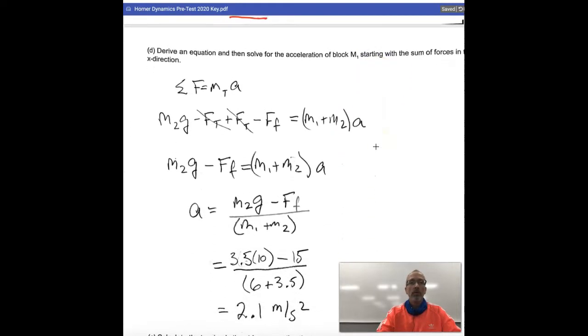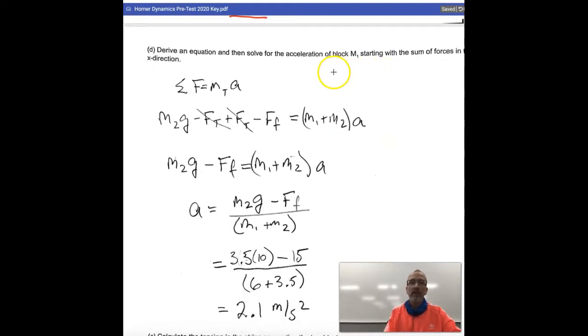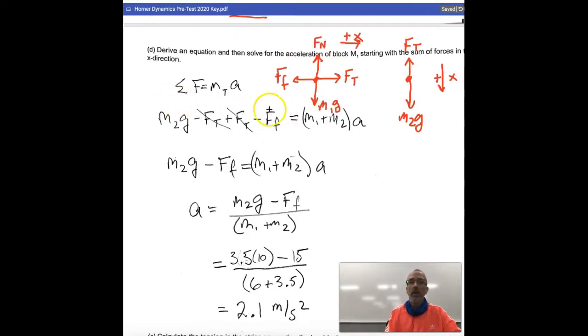I'm going to draw the free body diagram up here so that you can see what's going on. All right, here we go. Please notice that this is the same diagram, it's just without the boxes. And I've moved the m2g up here so that I have a little bit more room. I want to find the sum of the forces.